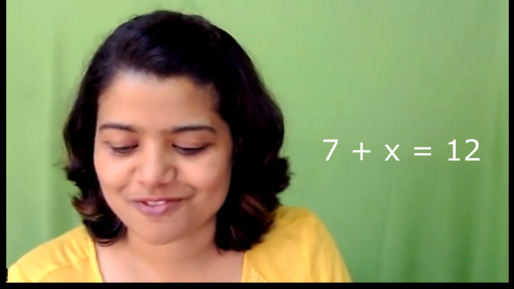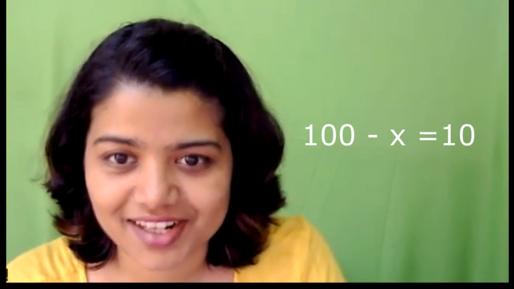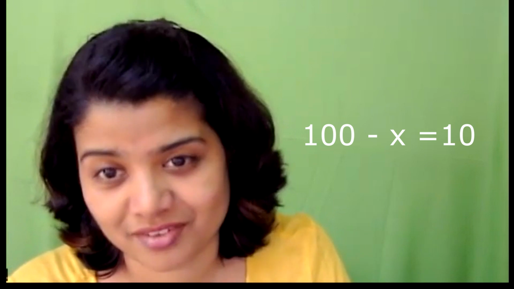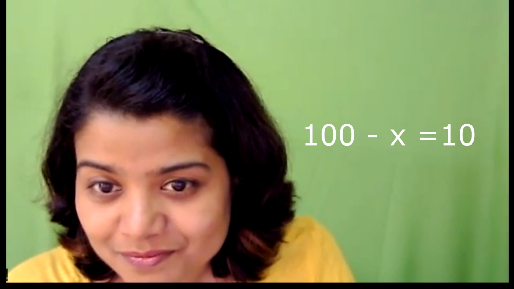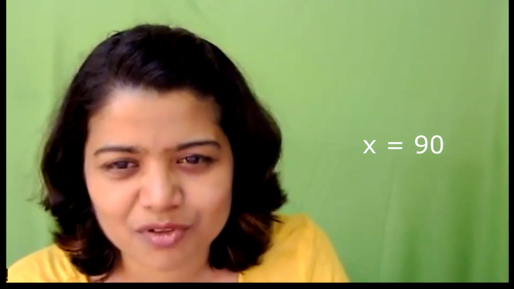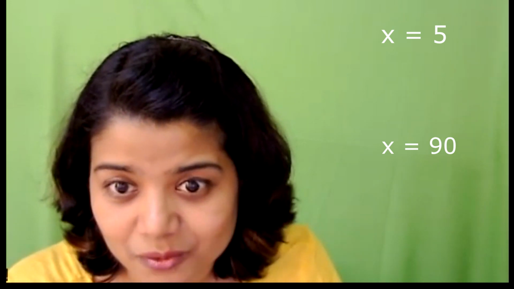You're right, 5. So X equals 5. Good work. Now think of this other one. 100 minus X equals 10. What is this other number which when subtracted from 100 makes it 10? Yes, X is 90. Why do I think some of you are confused? In one place, X is equal to 5, and in the other place, X is equal to 90.